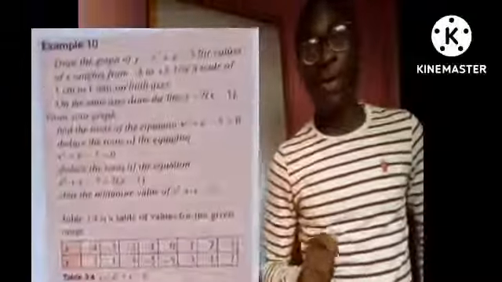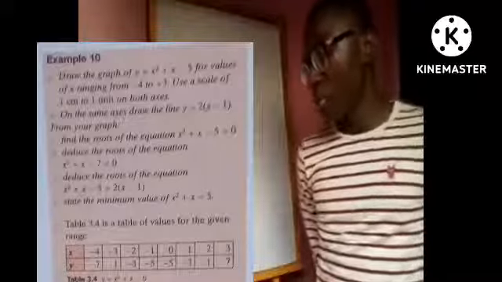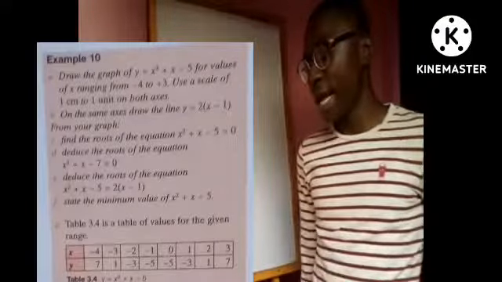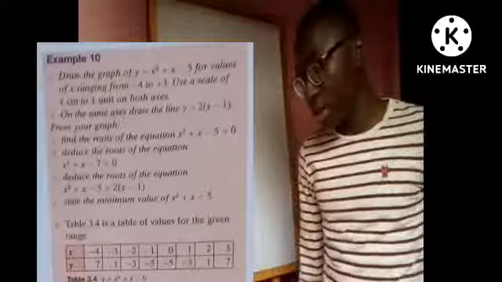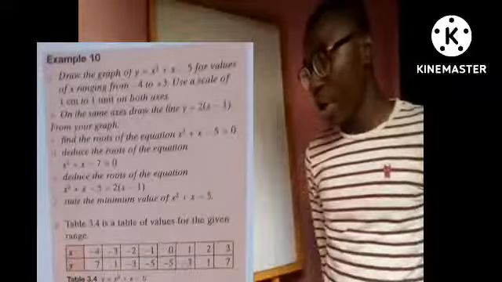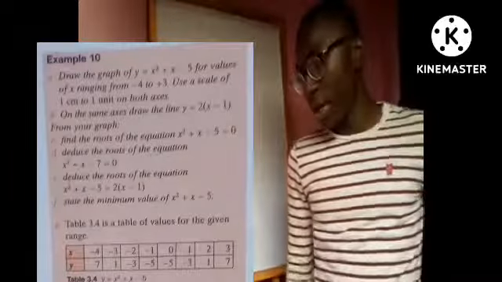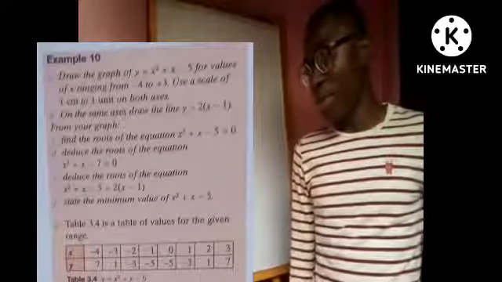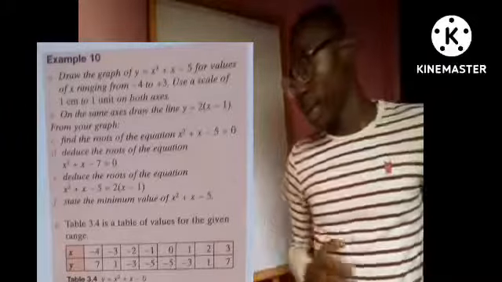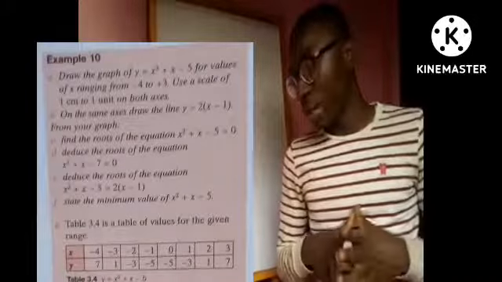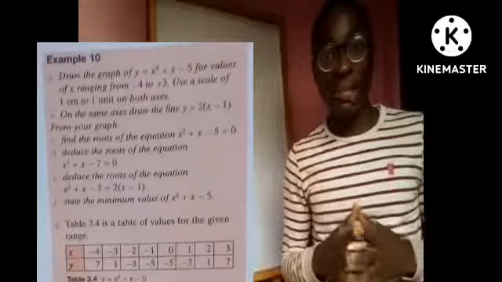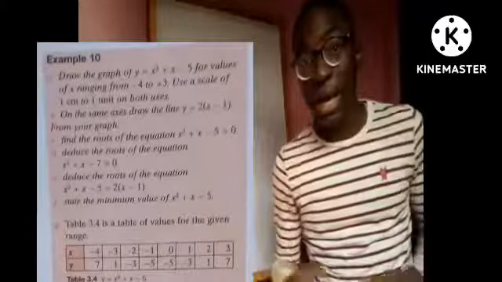Now I will be explaining this with the use of a question, and then I'll be practicalizing it with my hand. I'll be drawing the graph on a graph paper. So we're asked to draw the graph of y equals x squared plus x minus 5 for values of x ranging from -4 to +3. Then we are using a scale of 1 centimeter to 1 unit on both axes. So what this means is that you are plotting the graph of y equals x squared plus x minus 5 from the range of -4 to +3, using a scale of 1 centimeter to 1 unit on both the x and the y axis.